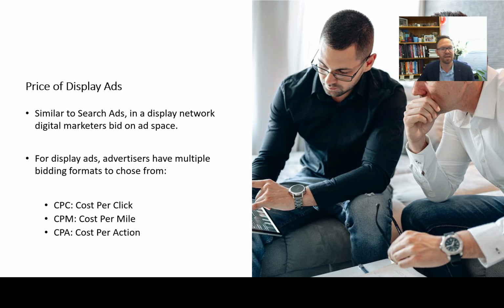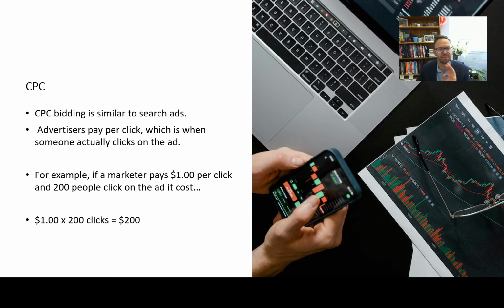So for display ads, advertisers have multiple bidding formats to choose from. And this is CPC, cost per click, CPM, cost per mille, which is cost per 1,000 impressions, and then CPA, which is cost per action. So let's have a look at those in a little bit more detail. So CPC bidding is similar to search ads.